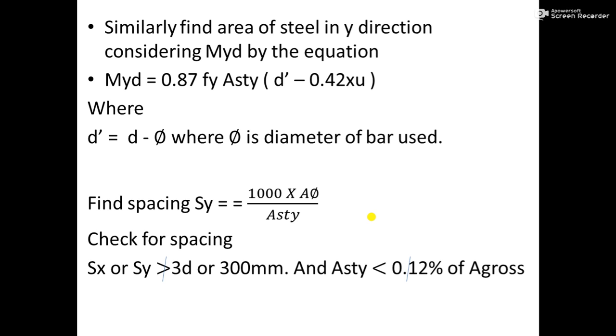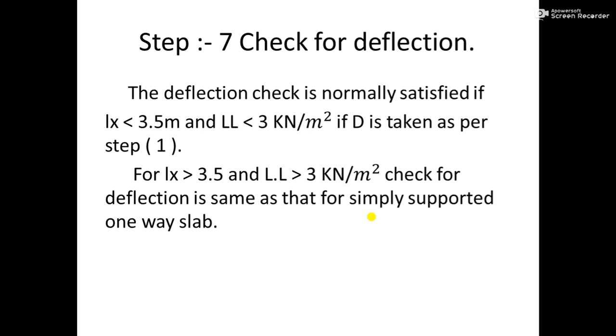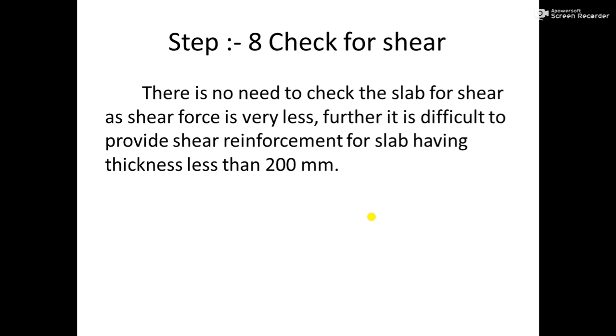The next step is to find the spacing. The same formula is adopted to calculate the spacing, that is spacing along x direction and spacing along y direction, as width into area of one steel bar divided by total area of steel. Then check for deflection. This check is normally not required for one-way slab, but for two-way slab, if the problem asks to check for deflection, you have to check the deflection criteria also. So while solving the problem we can see all these things.